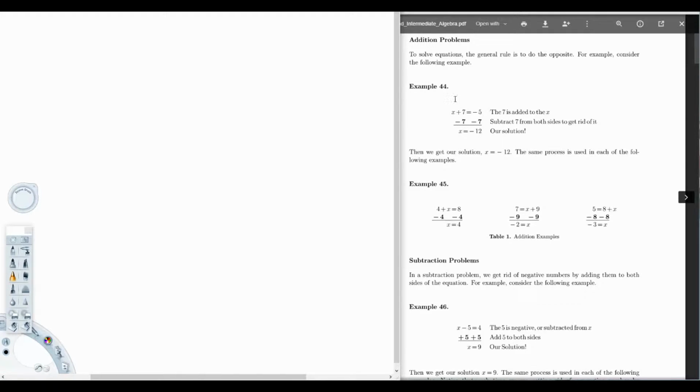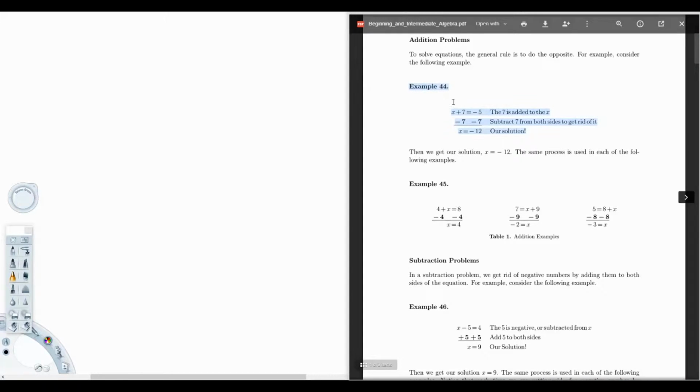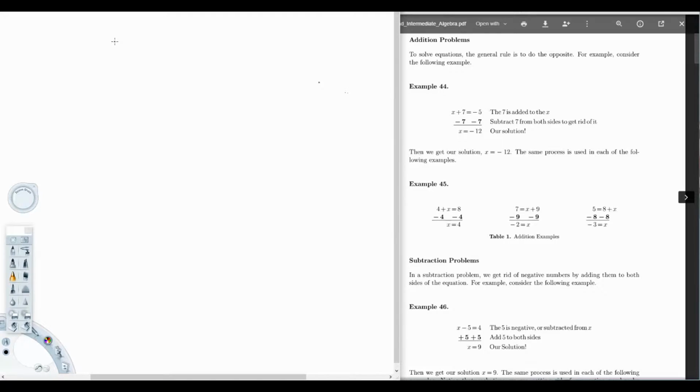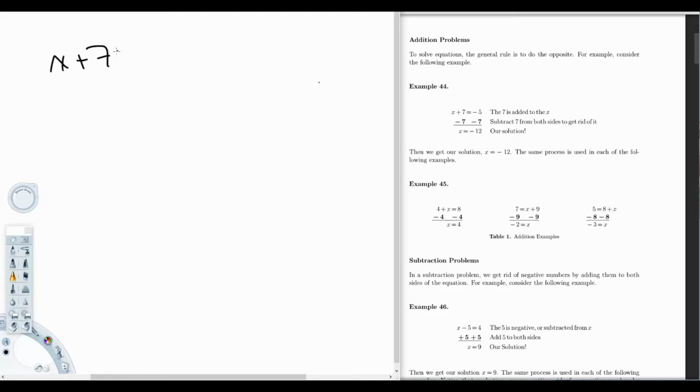All right. So let's take a look at example 44 again. What they want to do is find out what that x is. So you want to put everything you know on one side and leave the x, which you don't know, on the other side, and you should get a value for x. So let's say you have this: x plus 7 equals minus 5.